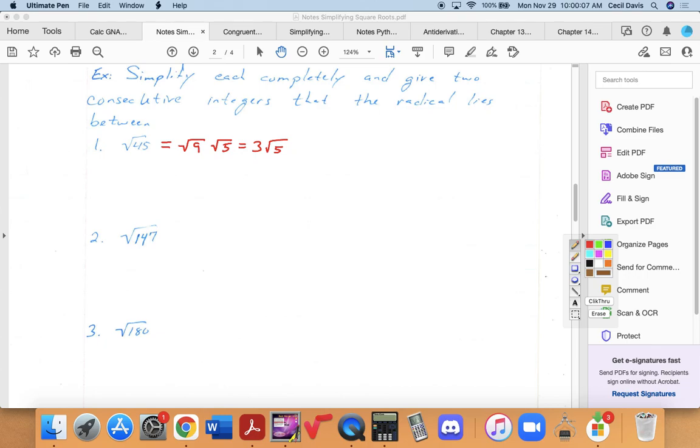Now notice it said simplify each completely, and this is going to be on your homework this way also. Give 2 consecutive integers that the radical lies between. And you're like, what the heck does that mean? Well, remember a little while ago we tried to estimate about how big a square root was? How big is the square root of 20? Somewhere between 4 and 5, right?